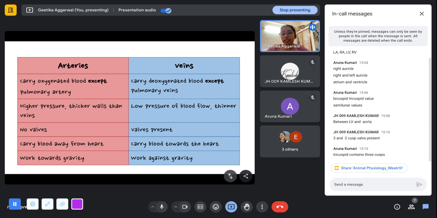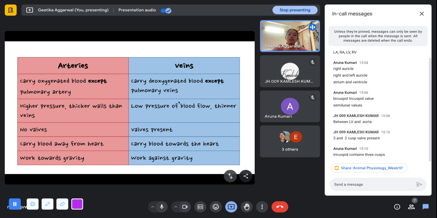So, the major differences between arteries and veins is, as I already mentioned, the arteries carry blood away from the heart. The veins carry blood towards the heart. And arteries mostly carry oxygenated blood, except for the pulmonary artery, because that is one artery that carries the blood which is deoxygenated towards the lungs.